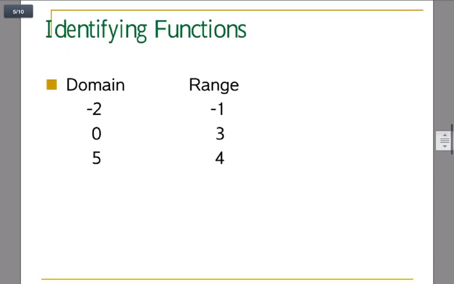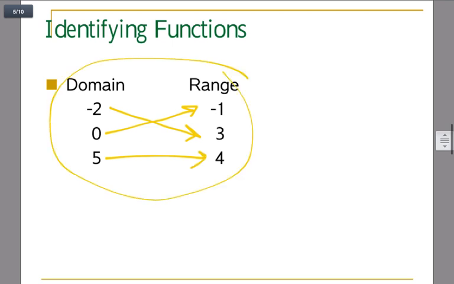Now here's another one. Let's say I had -2 going to the 3, 0 going to the -1, and 5 going to the 4. I could look at this mapping diagram and I could say this is a function. Because there are no x repeats. Even though lines are crossing, that's okay. There's no repeaters.